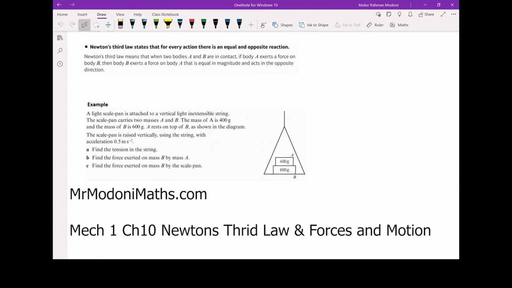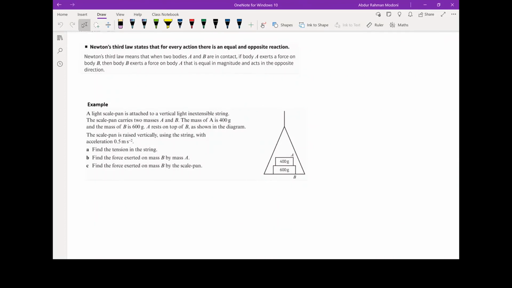Newton's third law states that for every action, there is an equal and opposite reaction. This happens when two bodies or two objects are in contact with each other. If a body A exerts a force on body B, then body B will exert a force on body A that is equal in magnitude and will act in the opposite direction. This therefore results in the two objects not going through each other because of the equal and opposite reaction force.